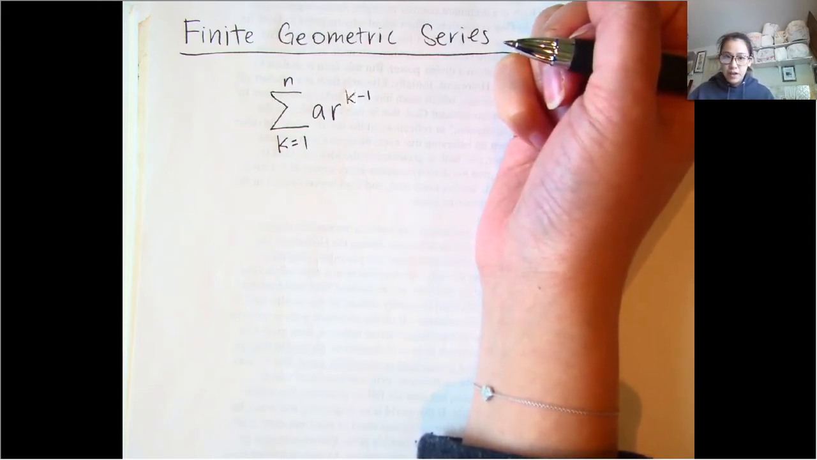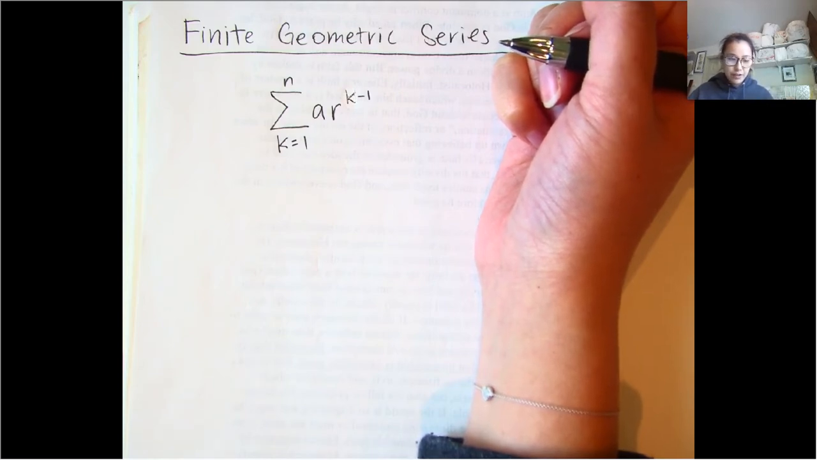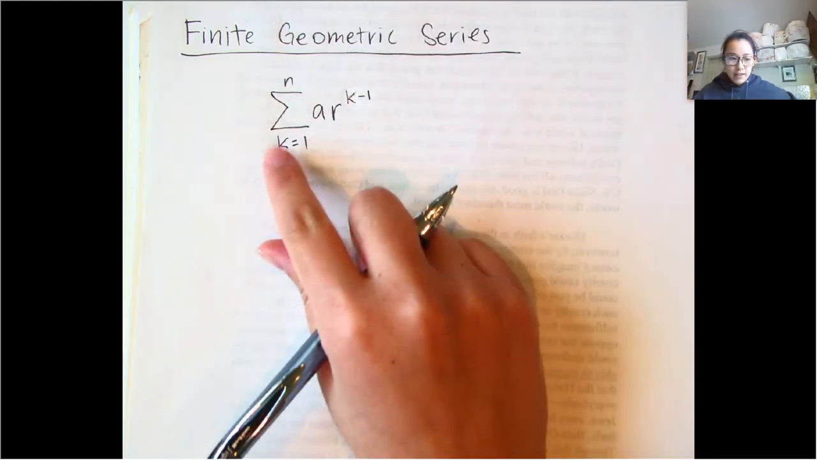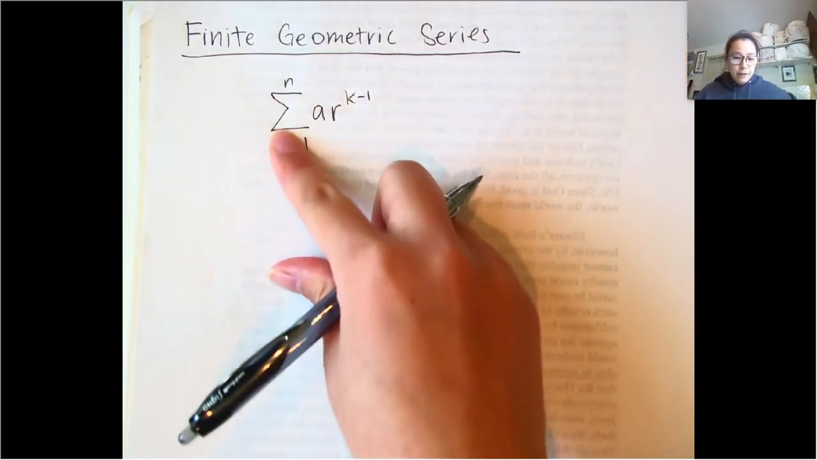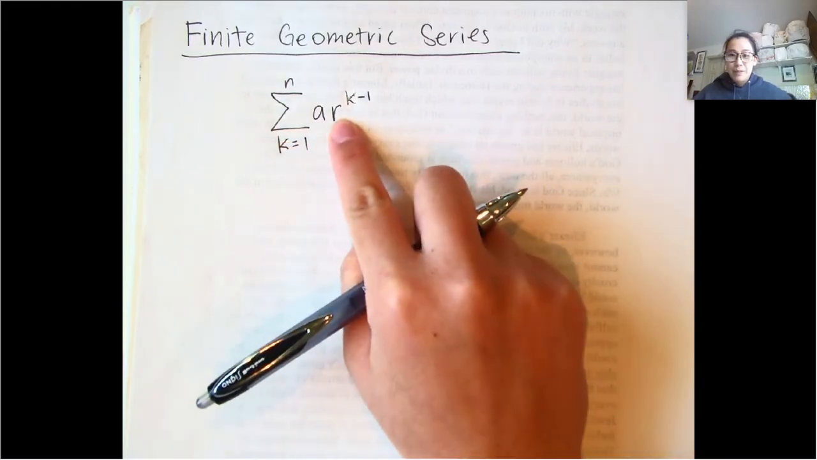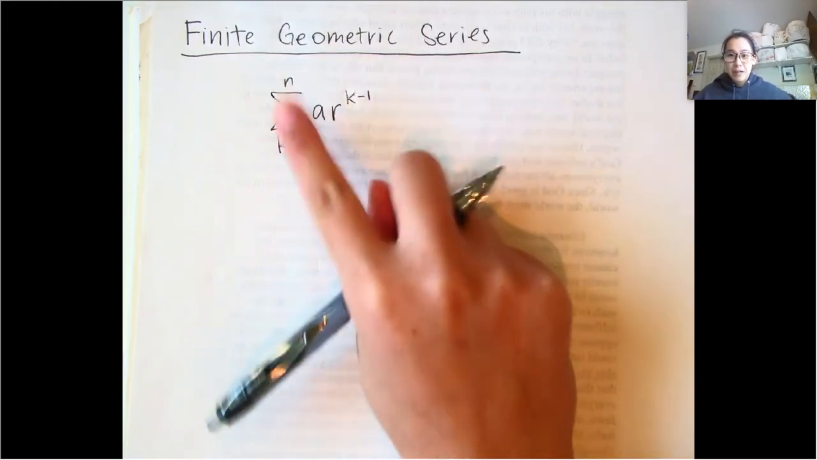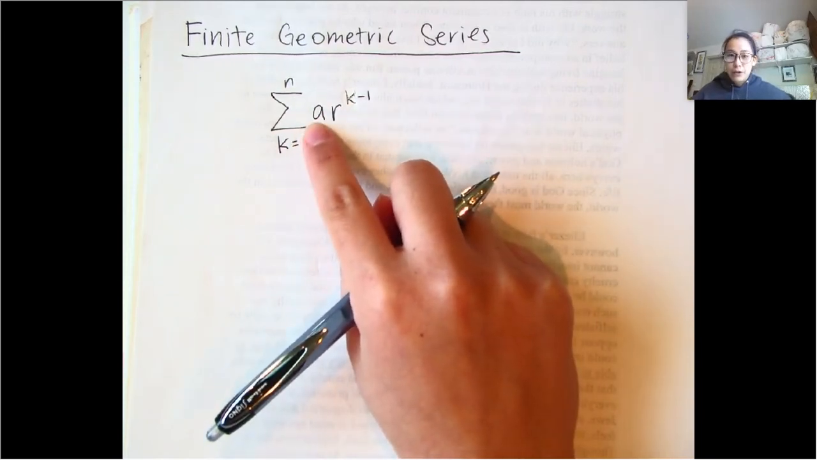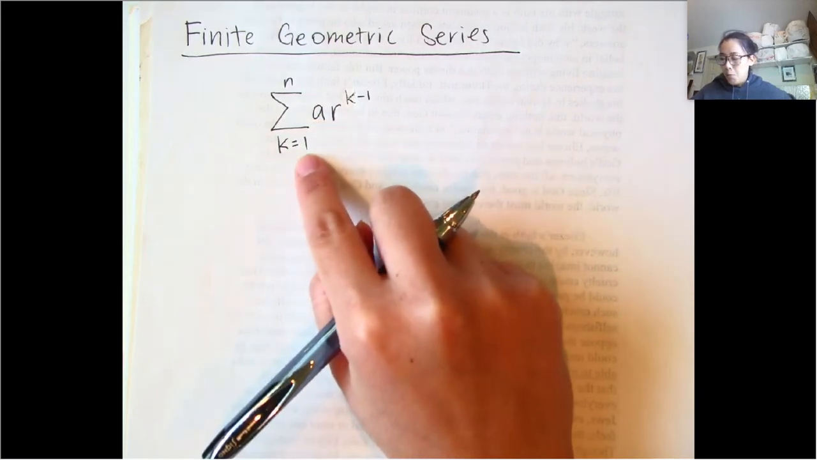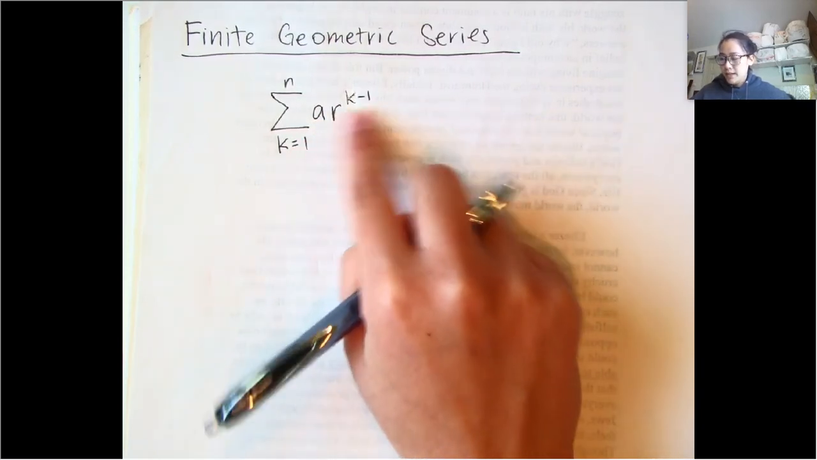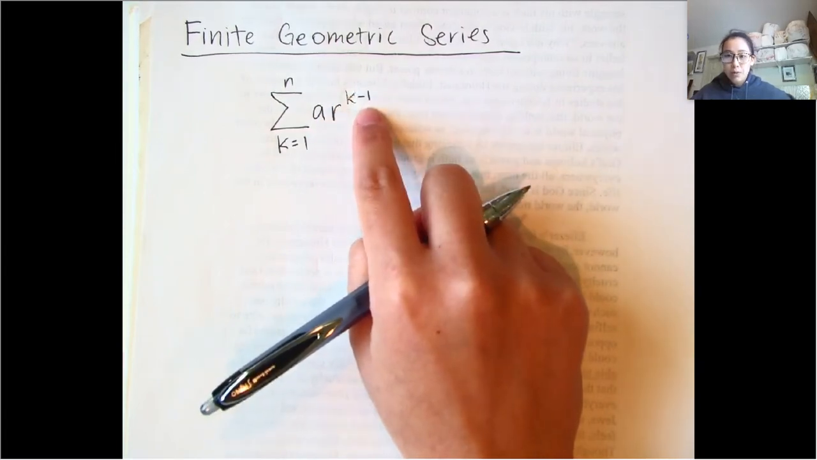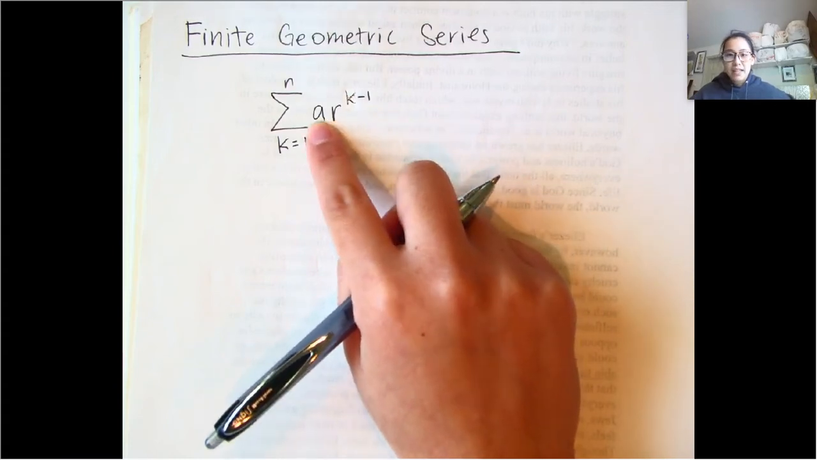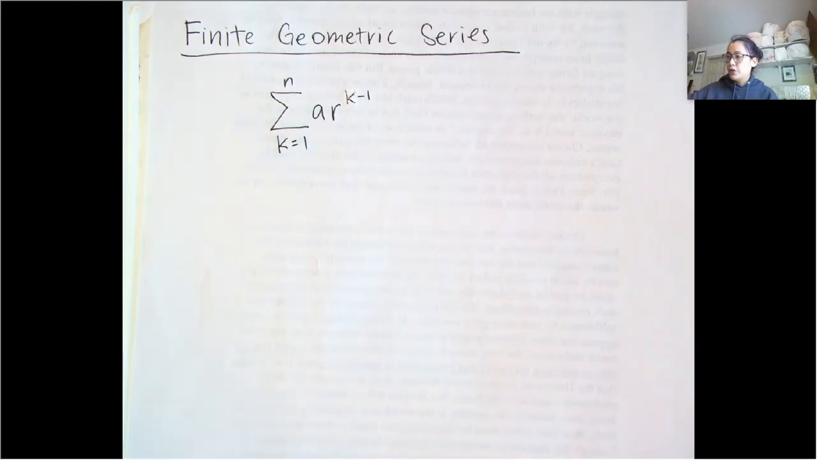Each of these letters represents something. For example, the n is the number of terms. R is going to be your base. Obviously, this looks like an exponential function, so this is the base of the function. A is going to be your first term. If you plug k equals 1 into this, you get r to the 1 minus 1 power, which is r to the 0 power. And r to the 0 power is just 1, and 1 times a is just a. So a is going to be your first term.